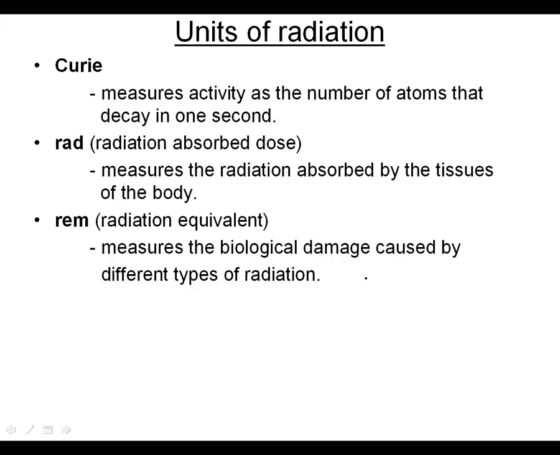And there are some units of radiation that we sometimes will use. One unit of radiation is a Curie. That measures the activity as the number of atoms that decay per second. A rad is a radiation absorbed dose, and that measures the radiation that's absorbed by tissue in the body. And a rem is basically the radiation equivalent, and what that measures is the biological damage that's caused by exposure to radiation.